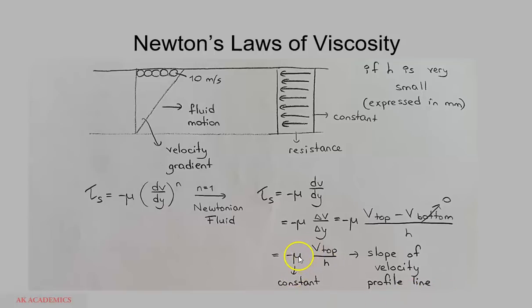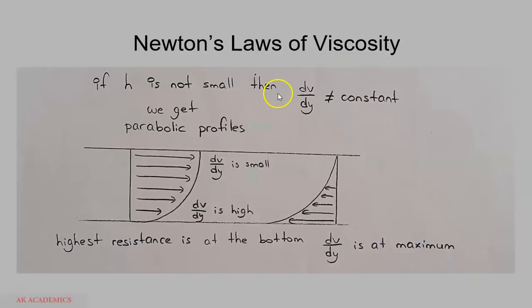As you can see, this mu is constant; it is the viscosity, and it's constant for the fluid. And this v top over h becomes the slope of the velocity profile line. This represents a situation where our h is very small. When h is very small, that is when our dv/dy can be said to be constant. If h is not small, then dv/dy is not constant.